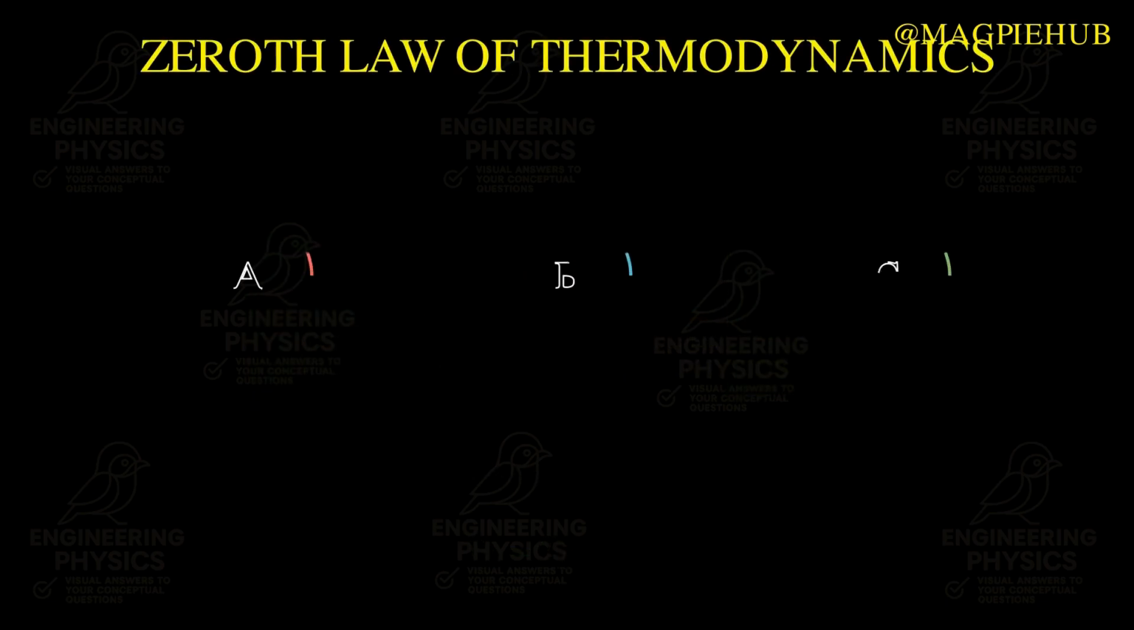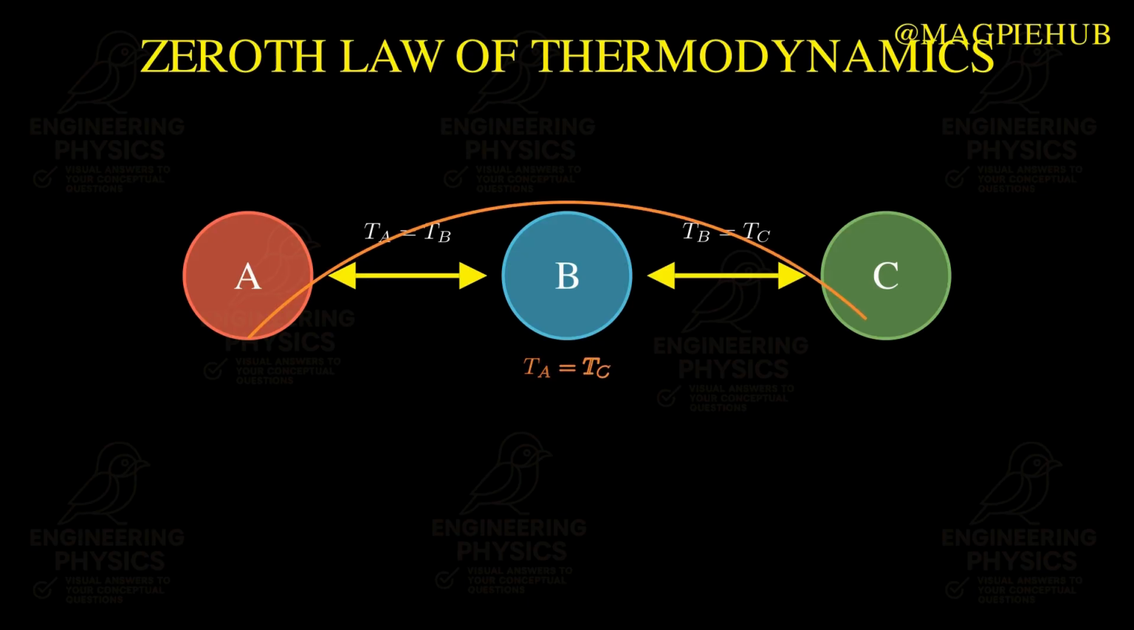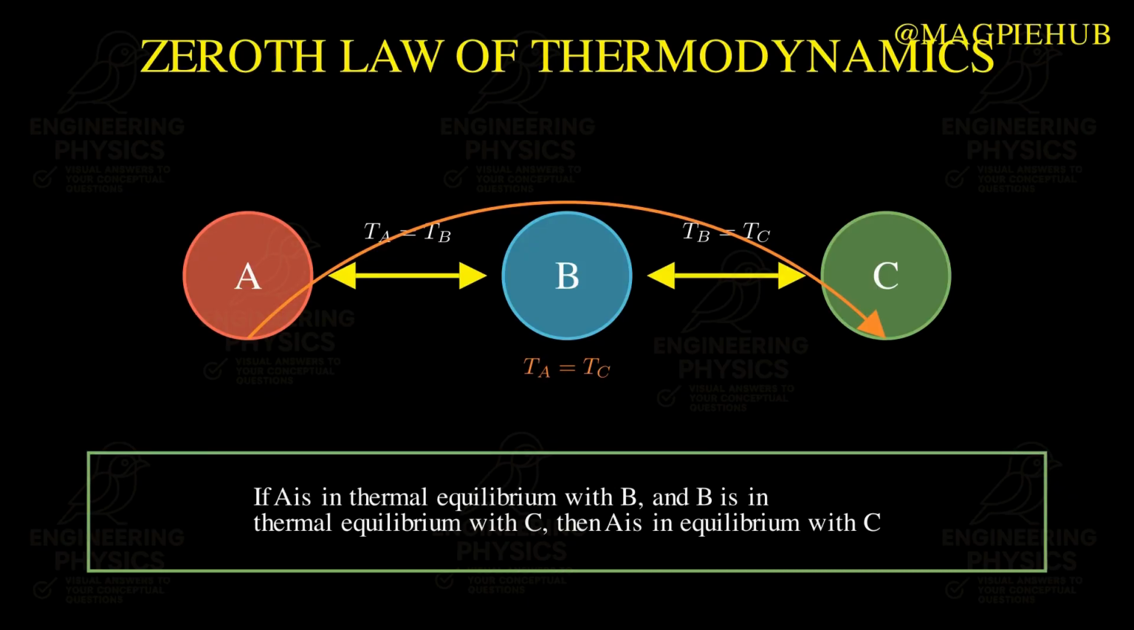Now let's understand the zeroth law of thermodynamics. Consider three bodies A, B, and C. If body A is in thermal equilibrium with body B, meaning they have the same temperature, and body B is in thermal equilibrium with body C, then according to the zeroth law, body A must also be in thermal equilibrium with body C. This law might seem obvious, but it is extremely important because it forms the basis of temperature measurement. When you use a thermometer, you are actually applying this law.